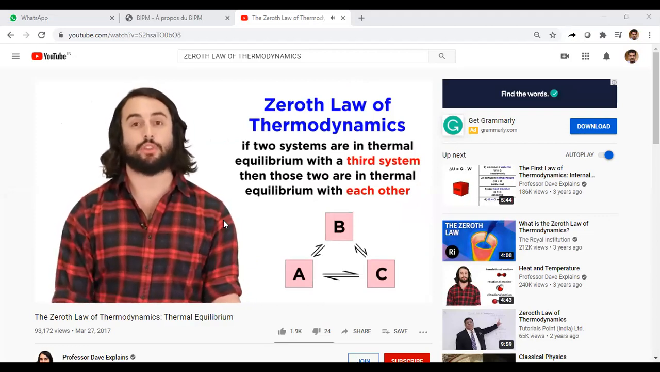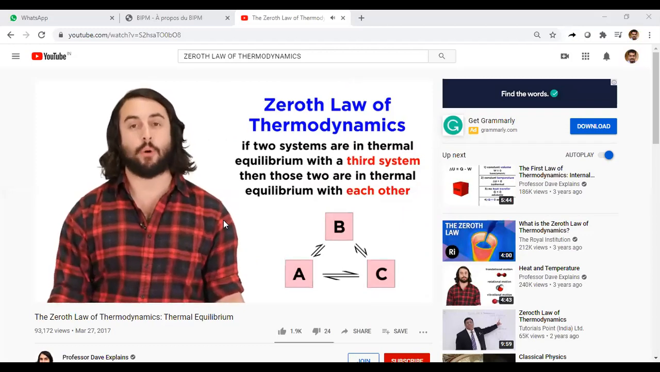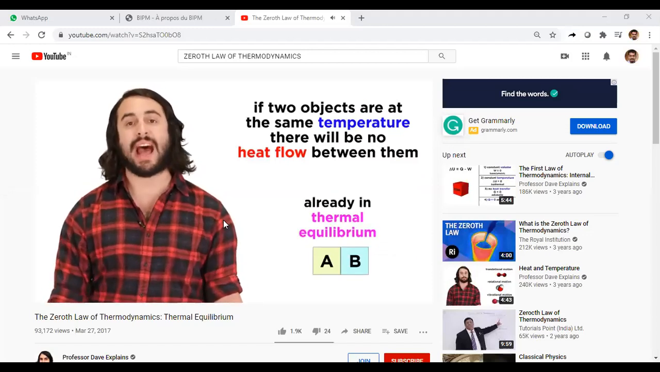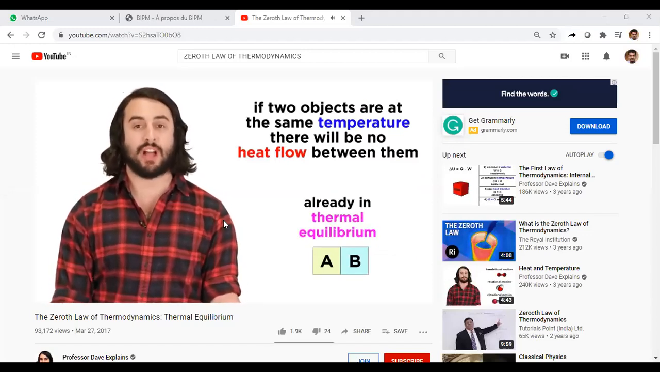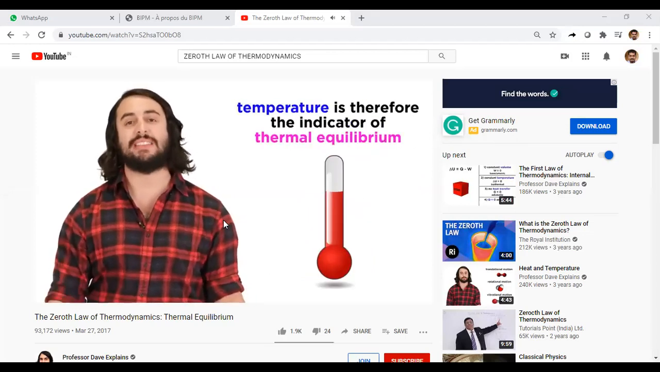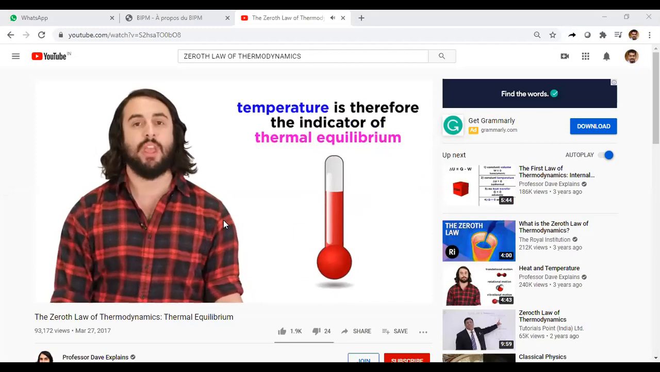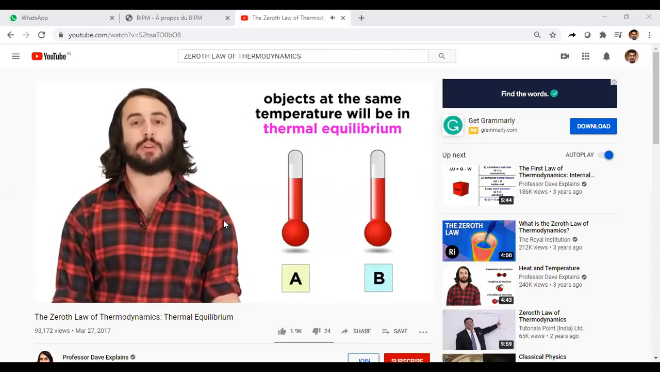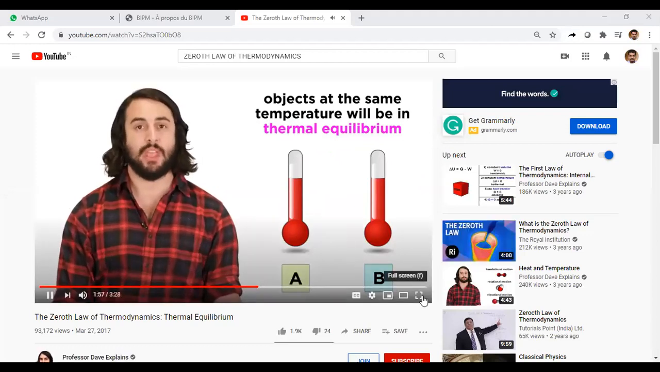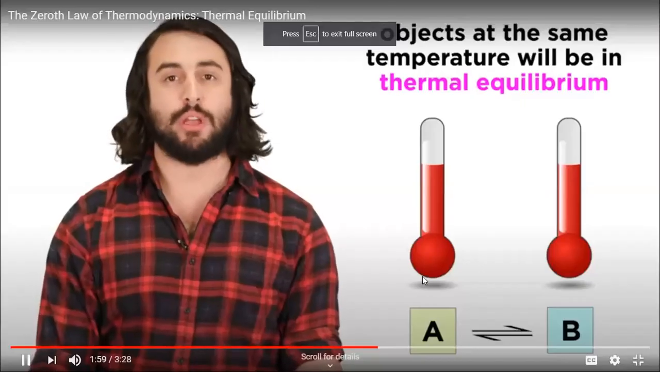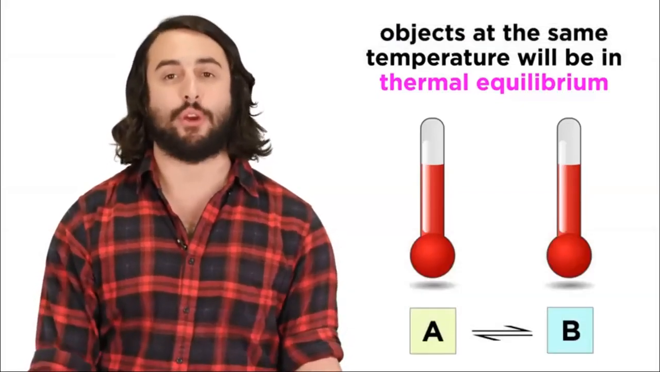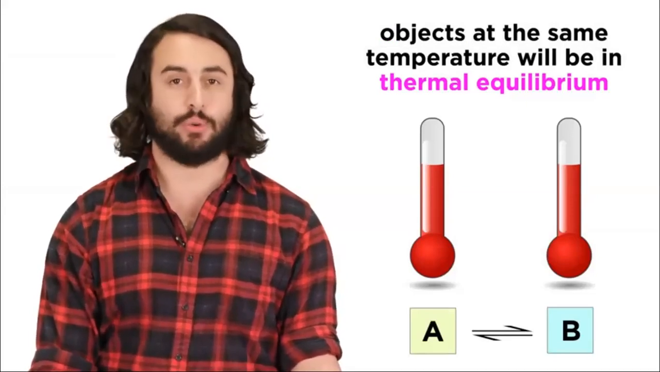This may seem like a trivial statement, but it is an important one because it means that two objects at the same temperature will not exhibit heat flow when they come into contact with one another. This marks temperature as the indicator of thermal equilibrium. If two objects are in thermal equilibrium with thermometers that read the same temperature, the objects will be in thermal equilibrium with each other, which therefore allows us to gather all kinds of thermodynamic data in our laboratories.